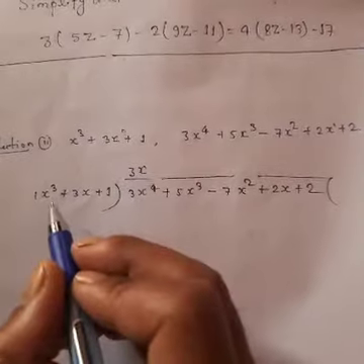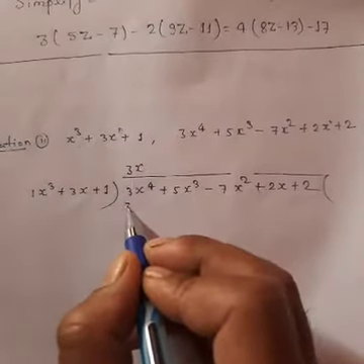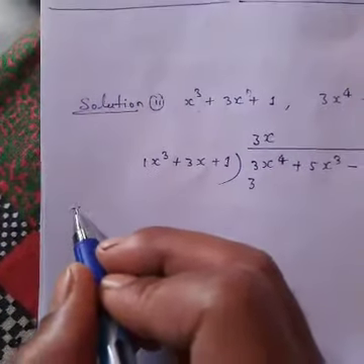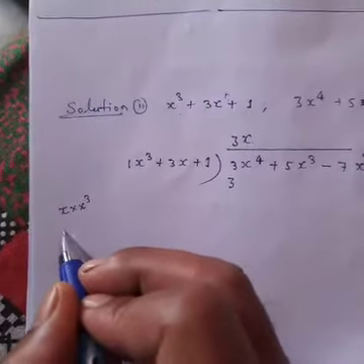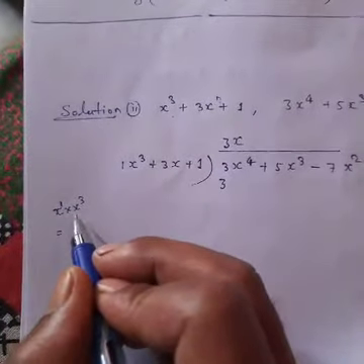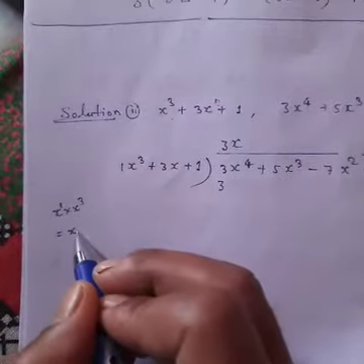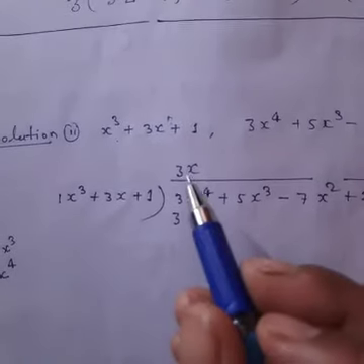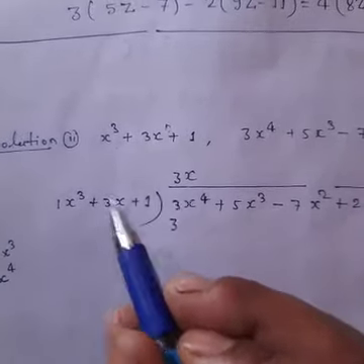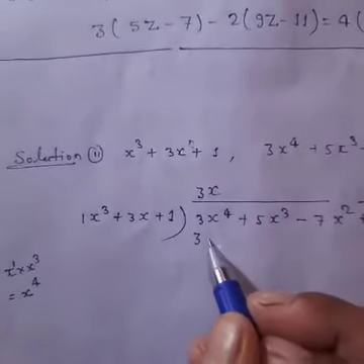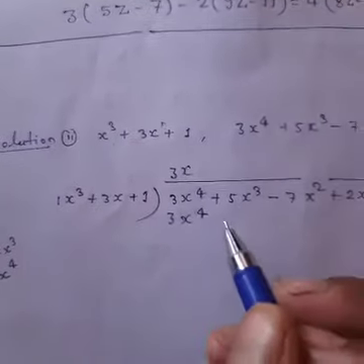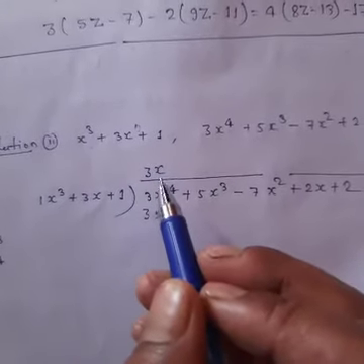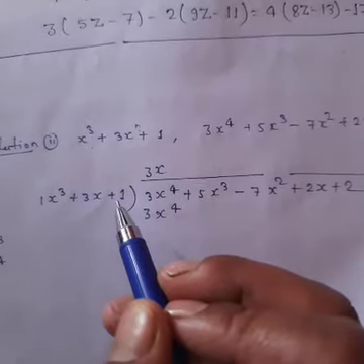So 3x multiplied by 1x cubed: 1 times 3 is 3, and x into x raised to the power 3. Whenever the bases are the same, whenever the variables are the same, we write the variable only once and add the exponents. The same thing will happen here. 3x into 1x raised to the power 3 equals 3x raised to the power 4. Again, students, 3x multiplied by 3x. So 3 into 3 is 9, x into x is x squared.